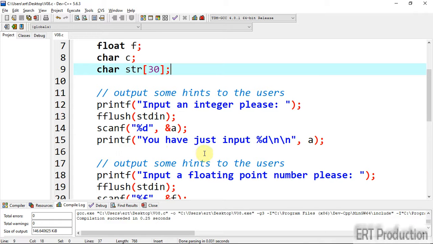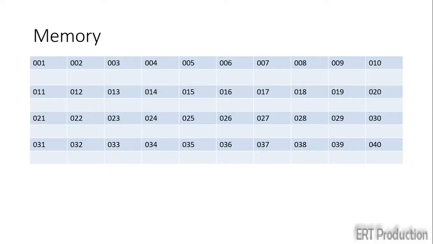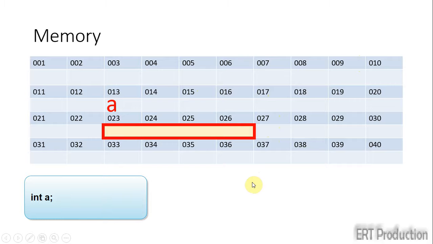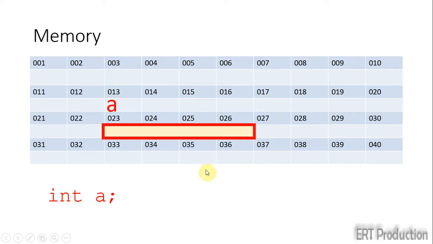Here I need to explain what is the address of a variable. Computer memory is just like many storage boxes put together. Each box can store a byte of data. We'll give each box an address number so that we know where the data are stored and where to find the data back. A variable A means there is some memory space reserved for storing data.